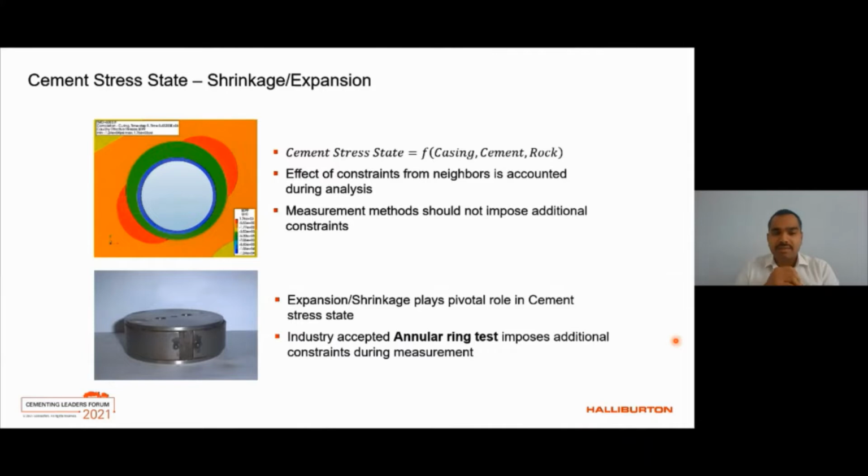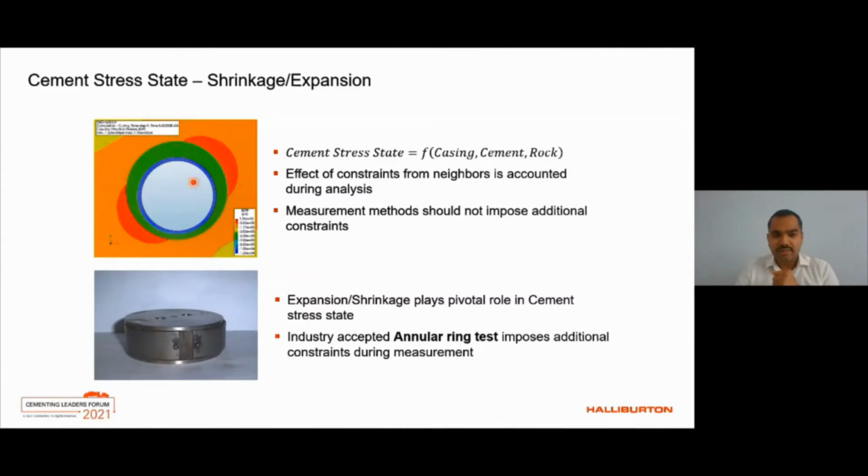Specifically on the cement stress state, this was the improvement we have made in Well Life 6.0. Shrinkage and expansion, as you all know, are one of the principal load factors that affect the stress state of cement. And when you do an analysis of the well life using a finite element framework, you can see that the casing, cement, and rock interact with each other.